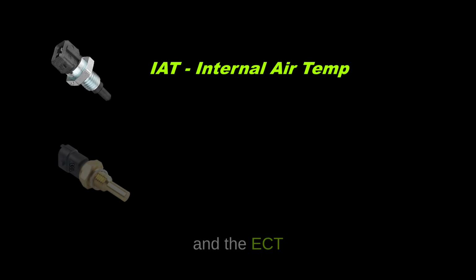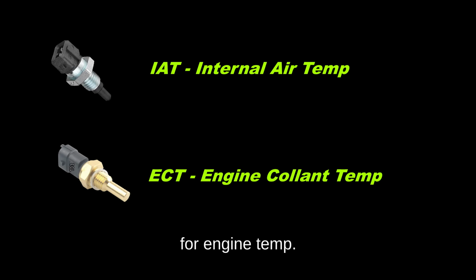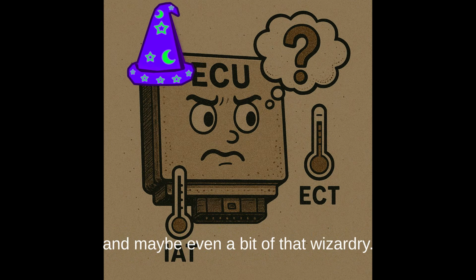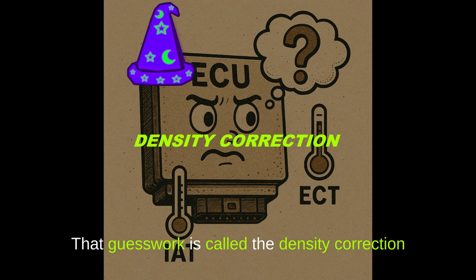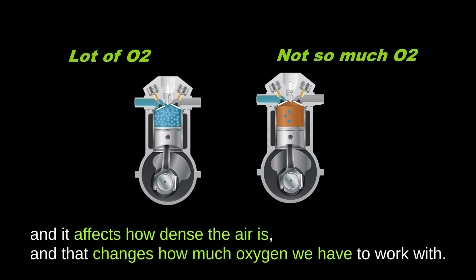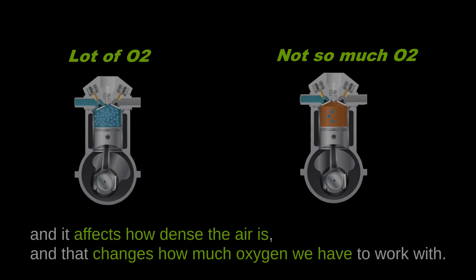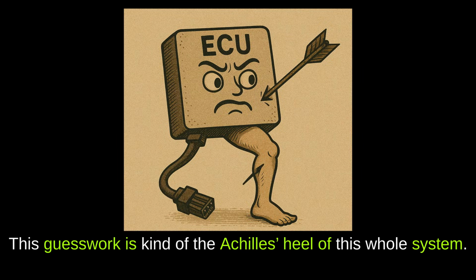The engine guesses it, blending readings from the IAT for incoming air and the ECT for engine temp, and the ECU has to estimate the actual air temp in the cylinder based on those two numbers, and maybe even a little bit of wizardry. That guesswork is what we call density correction, and it affects how dense the air is, and that changes how much oxygen we have to work with. This guesswork is kind of the Achilles heel of this whole system.